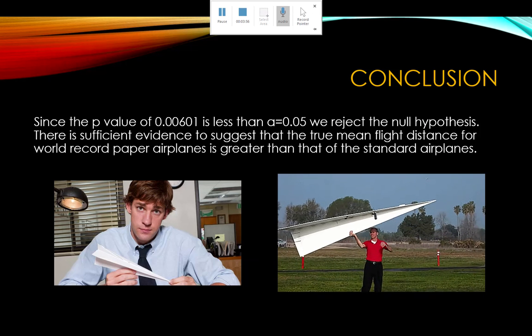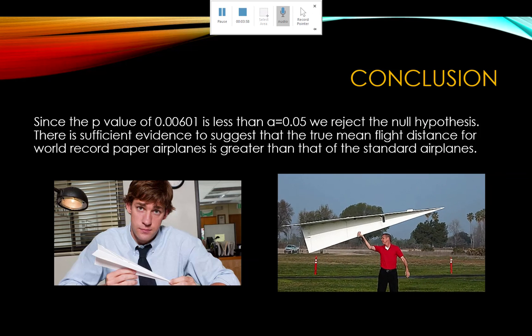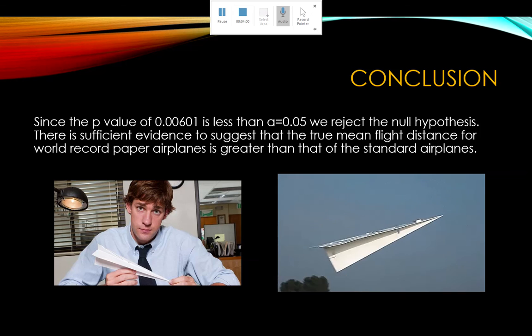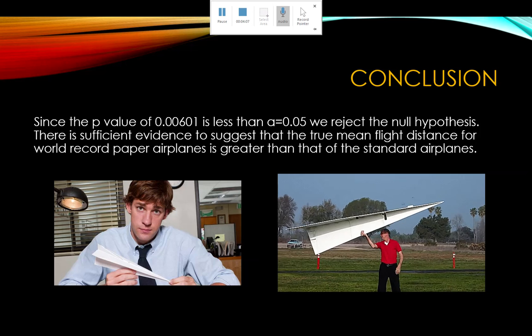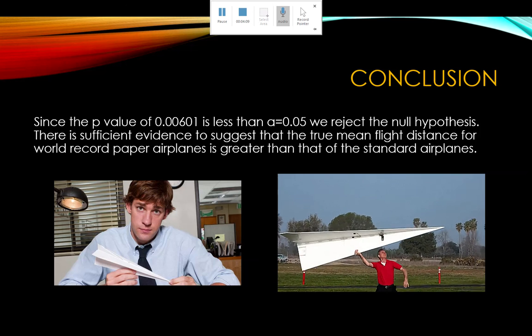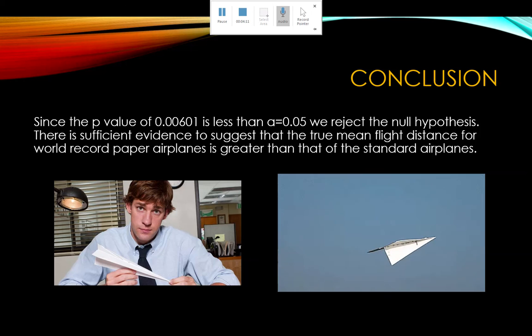So our concluding statement is, since our p-value of 0.000601 was less than our alpha of 0.05, we reject the null hypothesis. So there's sufficient evidence to suggest that the true mean flight distance for world record paper airplanes is greater than that of the standard airplanes.